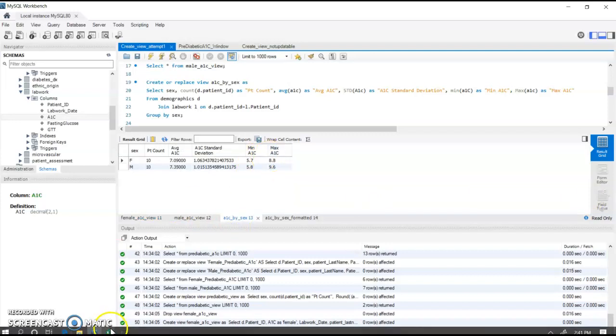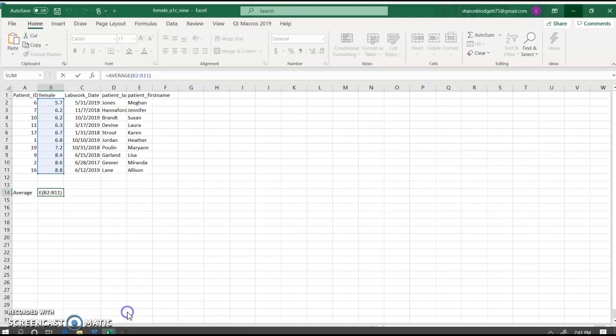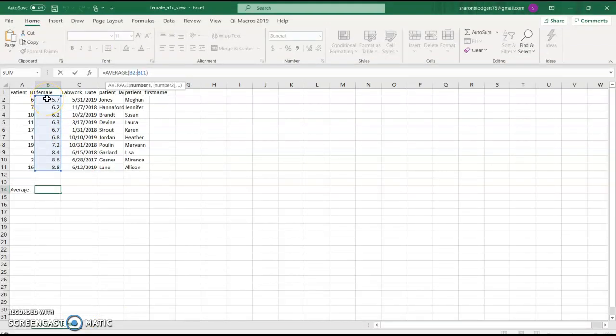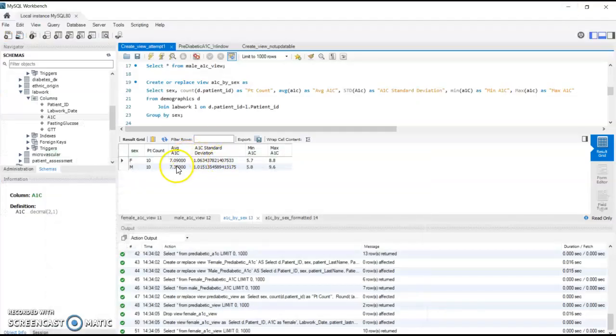If I do go to my Excel database, this is the data that I pulled in from that CSV file. Again, I can use my functions and actually average my A1Cs by female, and I end up with the 7.09, and that matches what I have here.